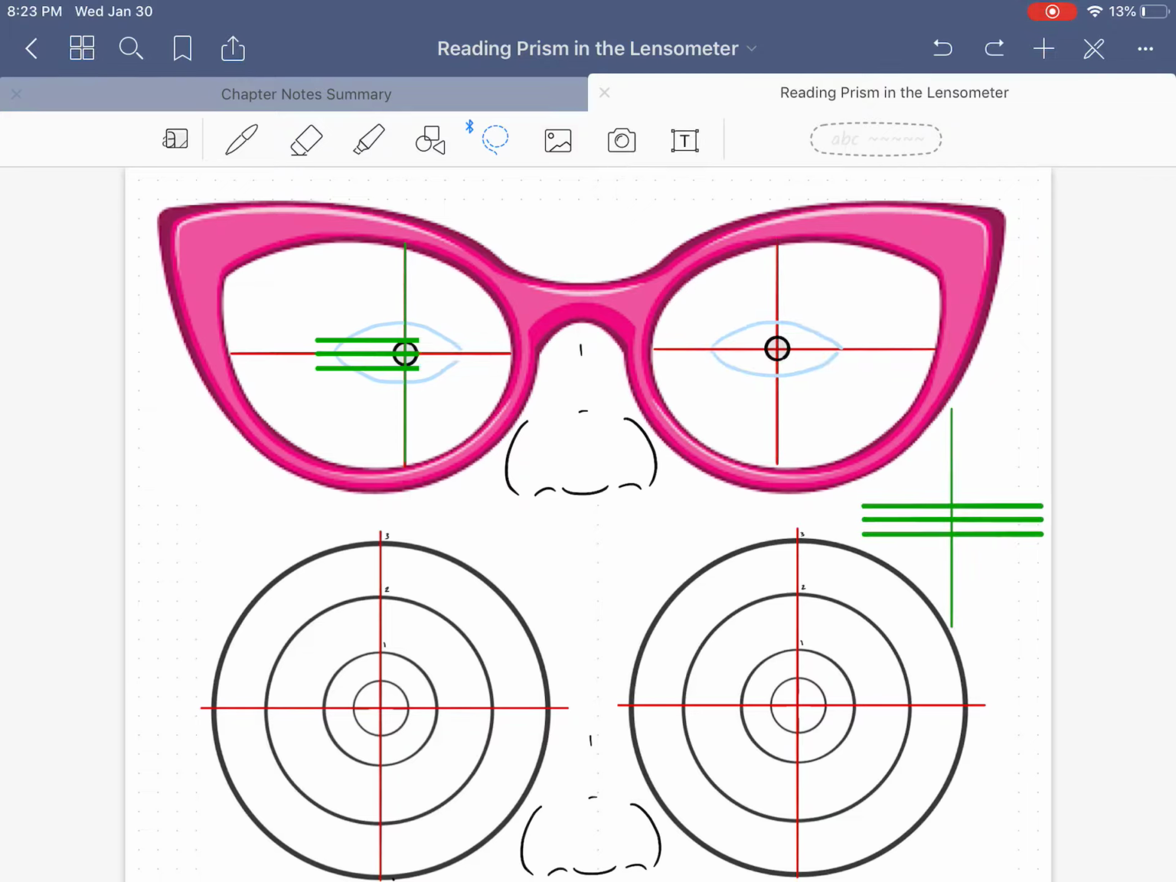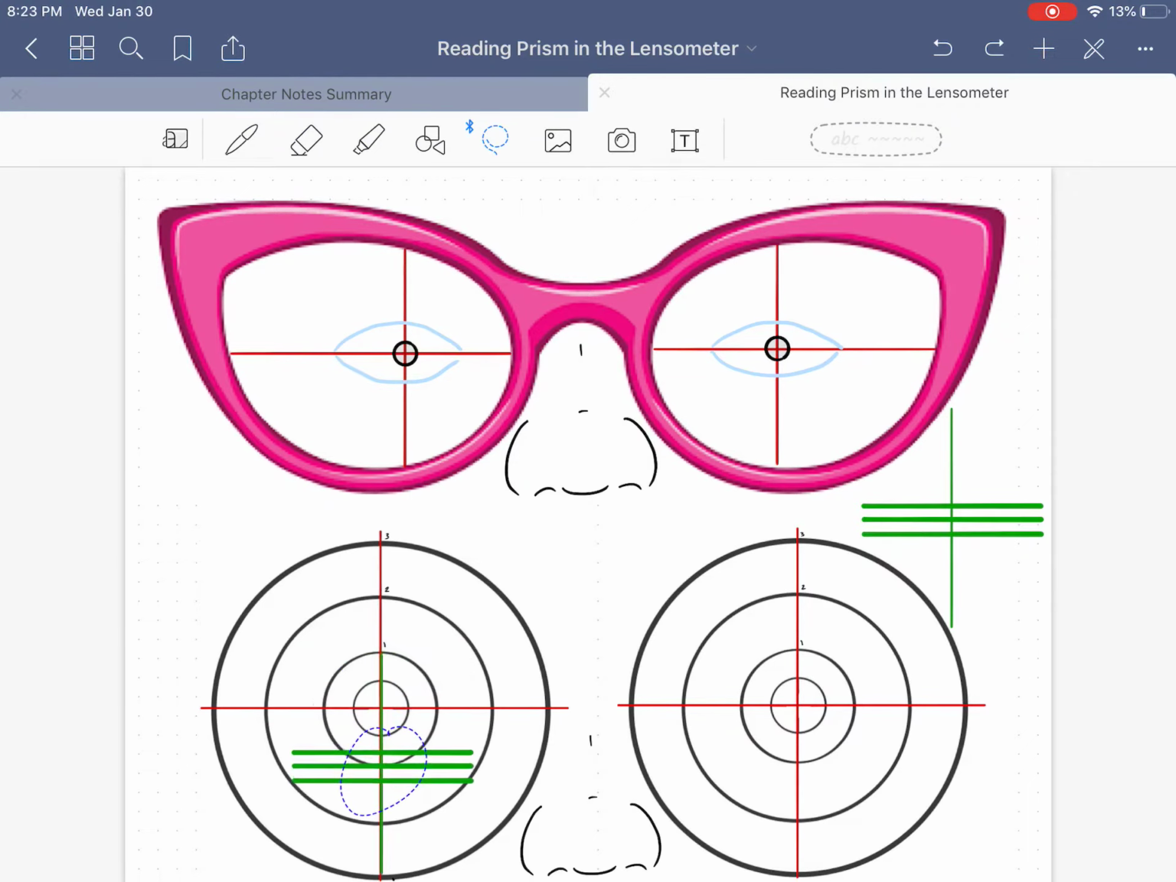With Prism, when we have Prism in the prescription, the power lines are no longer going to be located at the center. They're going to be anywhere else other than the center. So they could be any of these places, anywhere at all, other than the center. That means there's Prism. Up and down is pretty easy.